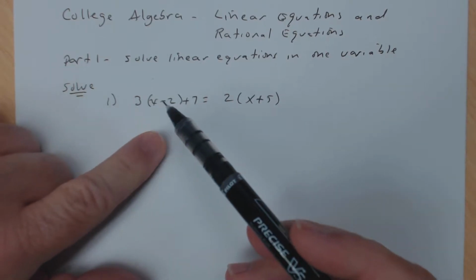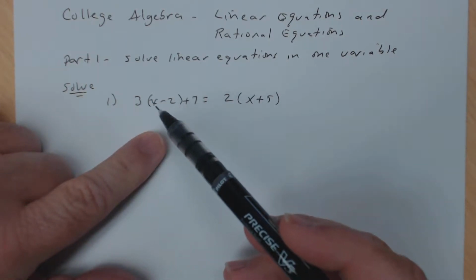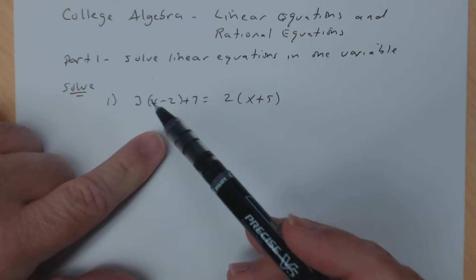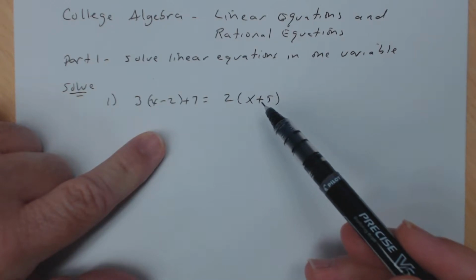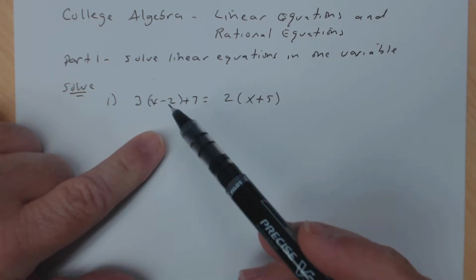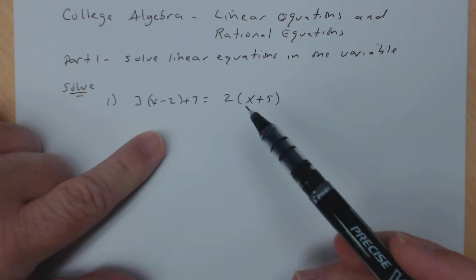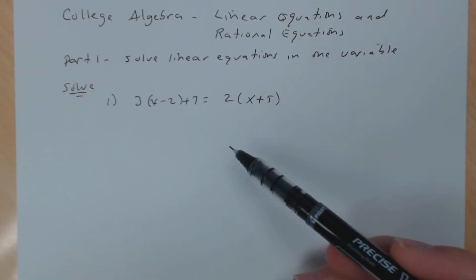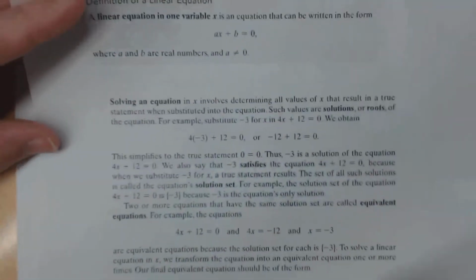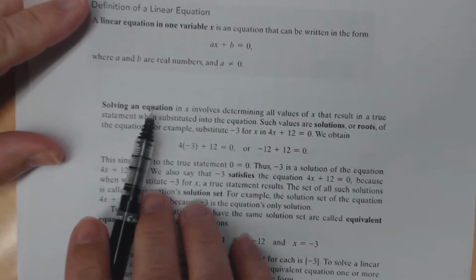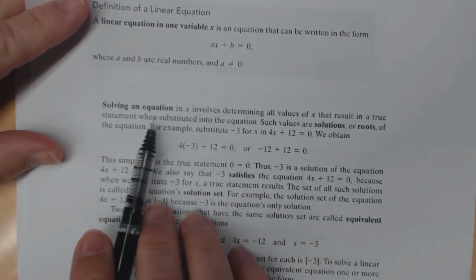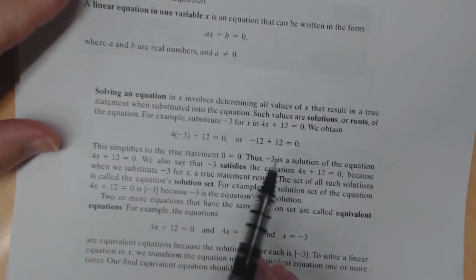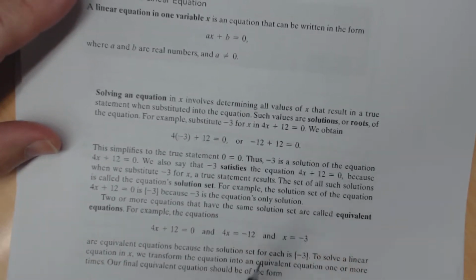But to solve means to find the value of x that will make this side, when we substitute that value for x, equal to that side. That's what we're interested in. So that's what we mean by solving an equation. Now that number, whatever that number is, that's called the solution or root. Okay, solution or root. So just kind of review. So solving an equation in x involves determining all the values of x that result in a true statement when substituted into the equation. And then those values are called solutions or roots.